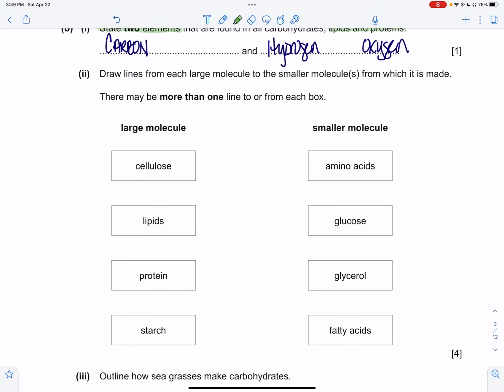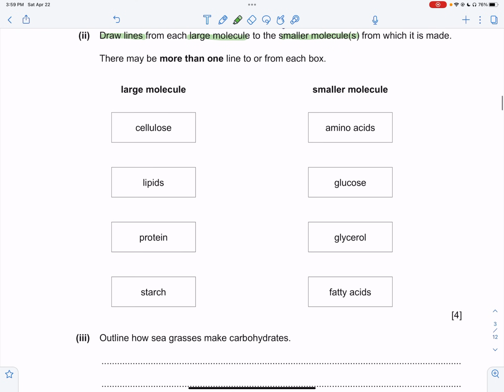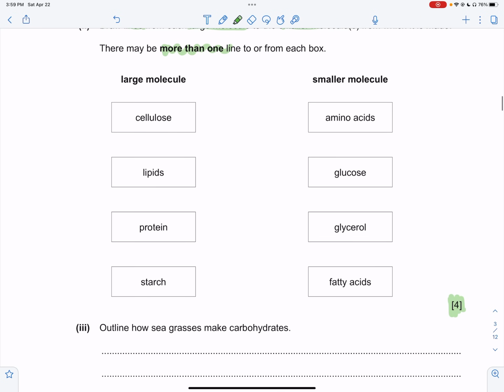This is a fun one. So draw connecting lines. The large molecule, a small molecule from which it's made. This is again the monomer polymer situation, similar to the other video. You could have more than one. And even though they put that in bold, and even though I'll say it in class, there's still times when you're like, wait, this seems weird. So it is appropriate.